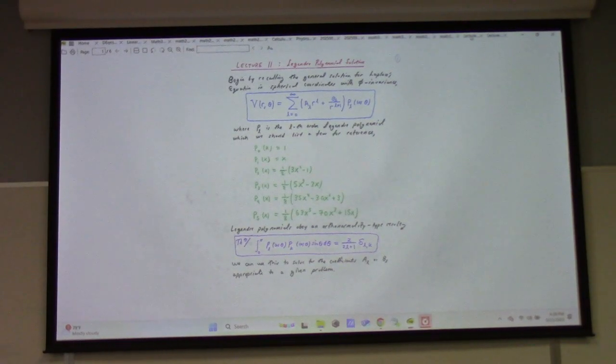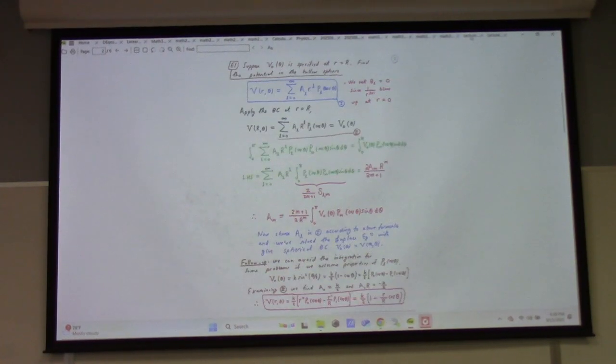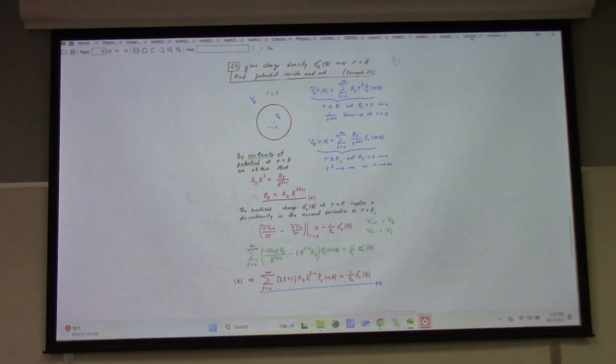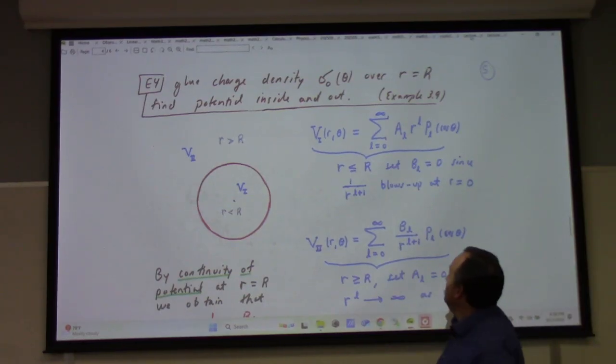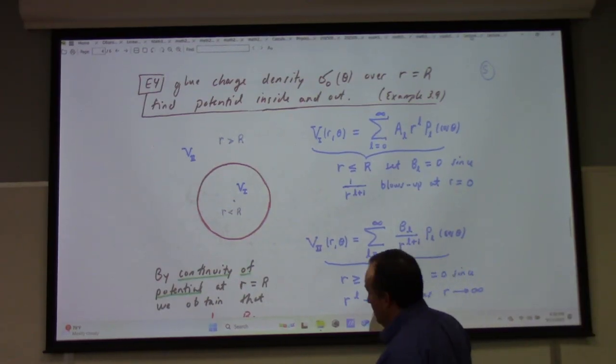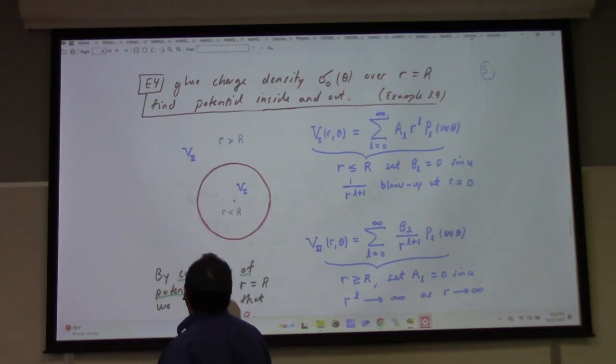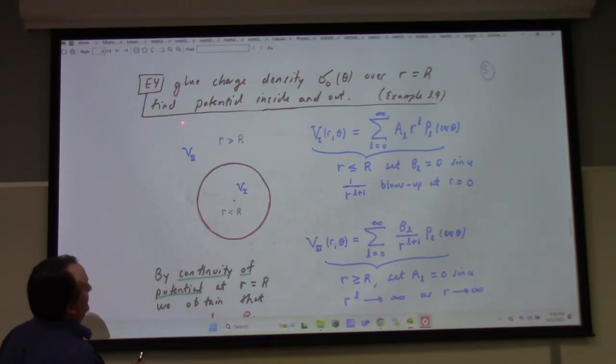All right, so I'm going back to lecture 11. I mean, we got all the way to lecture 12, but now I'm dragging you back to lecture 11. At the end of lecture 11, I talked about this, but I didn't actually do it. So let's do it. We're going to glue a charge density function of theta over the sphere, radius r, and we want to find the potential inside and out.